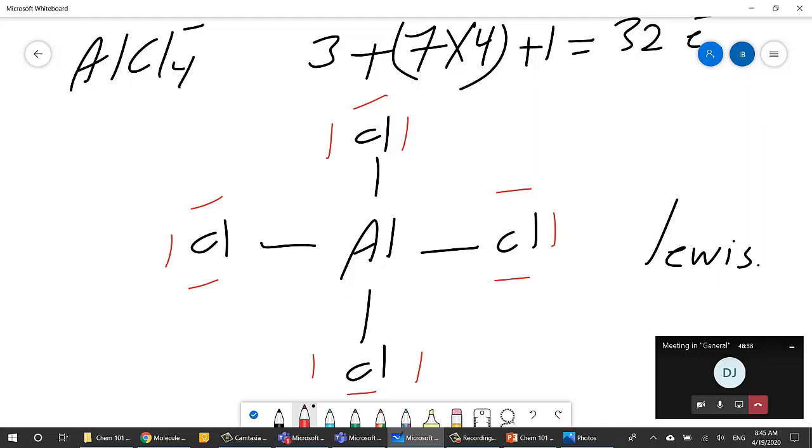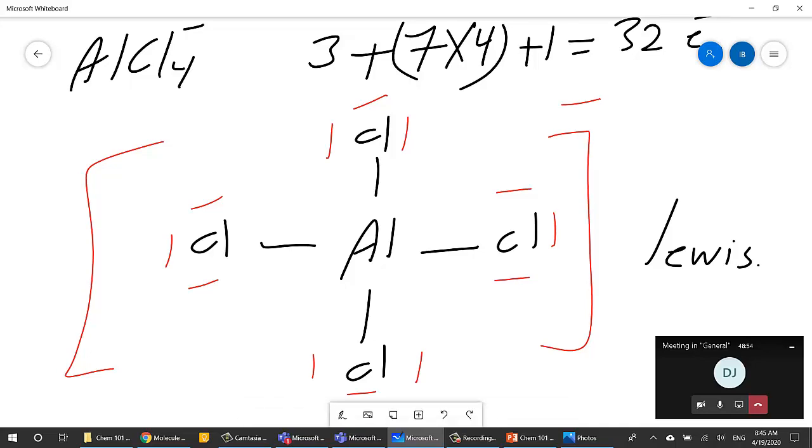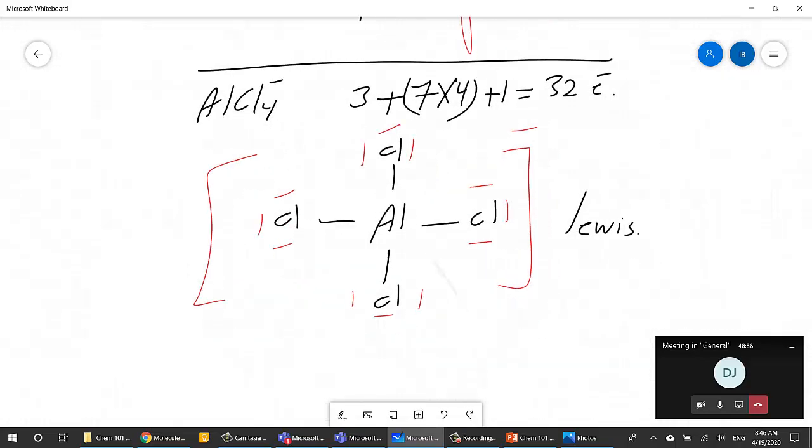So how much is that? 8 times 4, 32. So we are done. There are no electrons left for the aluminum. And this whole thing is minus. And this is something you must do when you do the Lewis structures. You have to put everything in brackets for an ion, because this is an ion, and you have to put a minus indicating this is an ion. Okay, now this is Lewis.